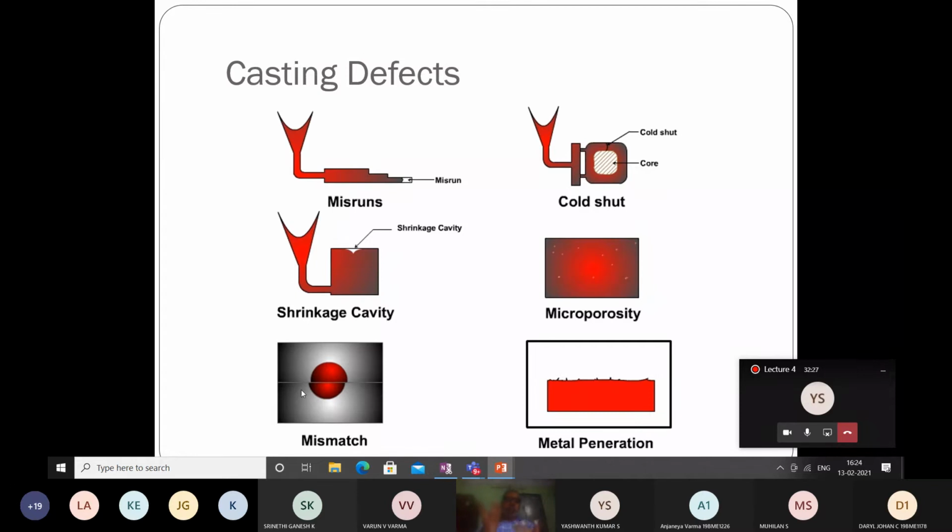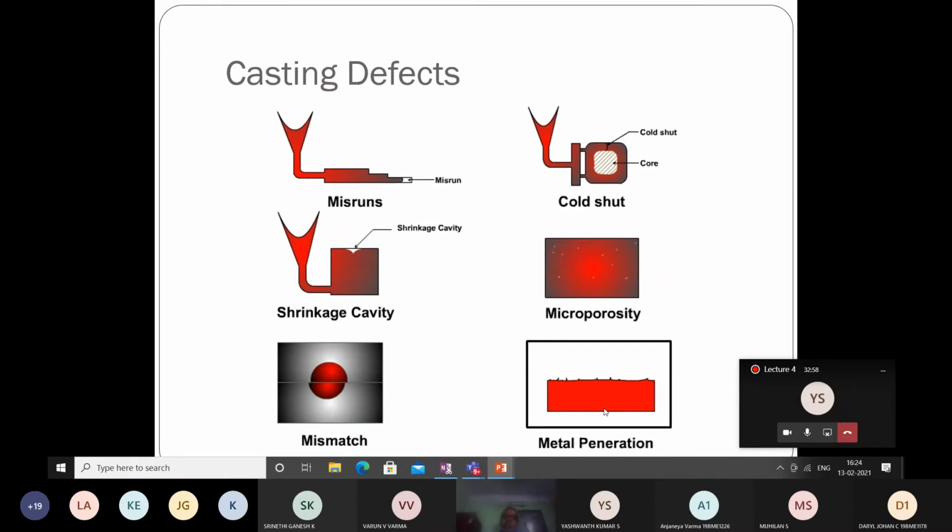You see, the lower half of the pattern will have 2 holes. Correspondingly, the upper half of the pattern will have 2 small pins. When you assemble them, the pin will fit in the hole, so there is no chance of misalignment. Suppose you don't have this type of arrangement, then shifting will take place due to different reasons. Even a slight shift, as you see in the diagram, will be a defect in the casting.